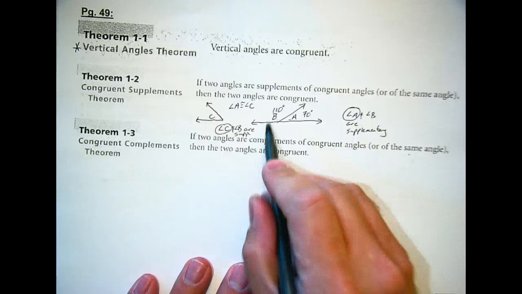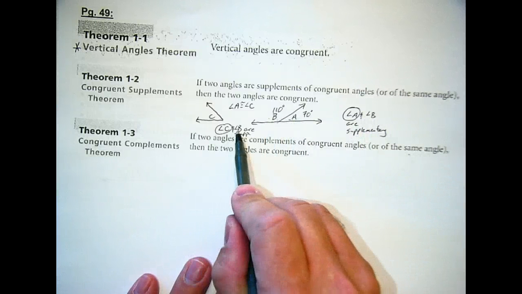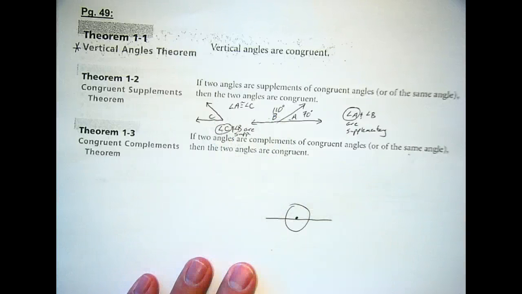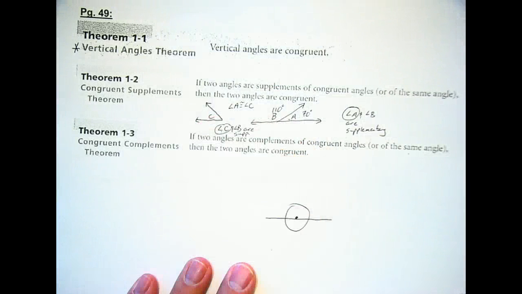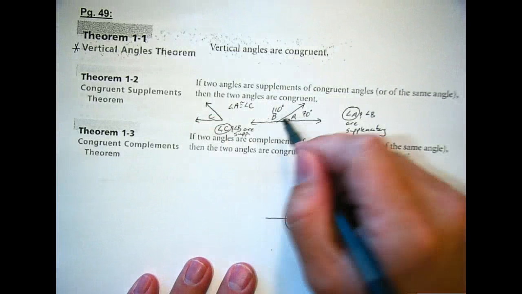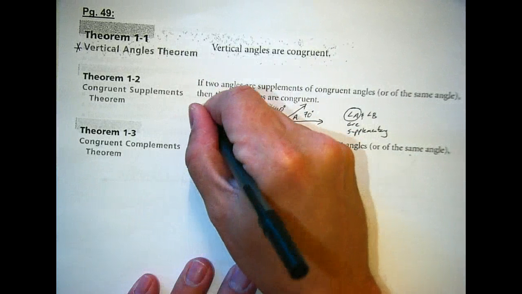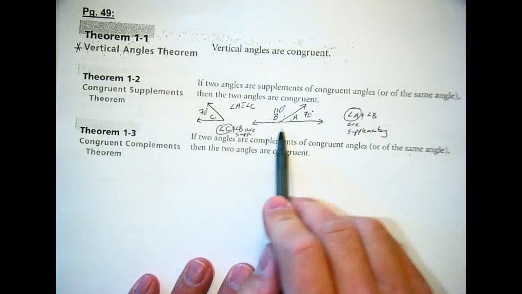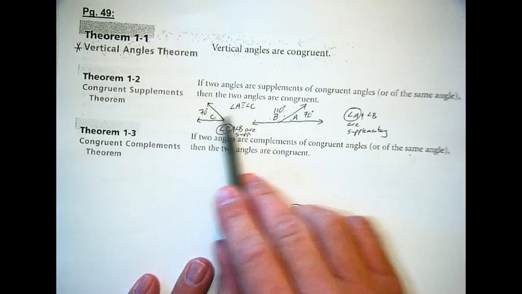Okay, we know that B and A are supplementary. They have to add up to 180. We also know that C and B are supplementary. Well, if B is 110, what's C have to be? Hannah, what do you think? B is 110. What's C have to be? 70. It has to be 70, because they're supplementary, which means C and A are congruent because they're both 70.